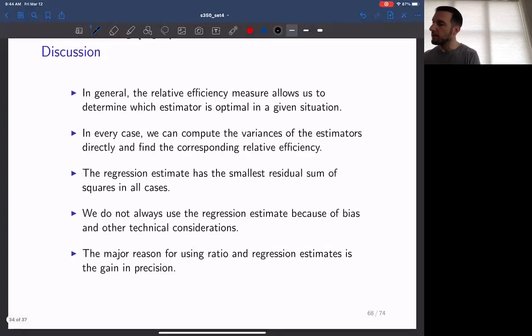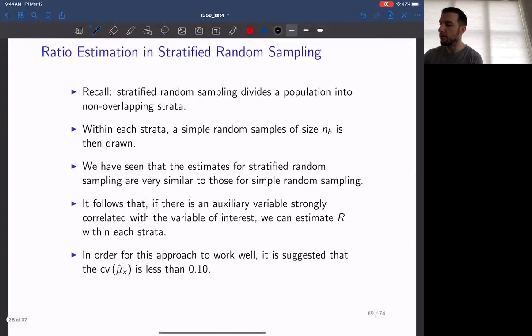Okay, there's one other topic that I wanted to talk about in this lecture set, which is ratio estimation in the context of stratified sampling. So we have seen ratio estimation in the context of simple random sampling.